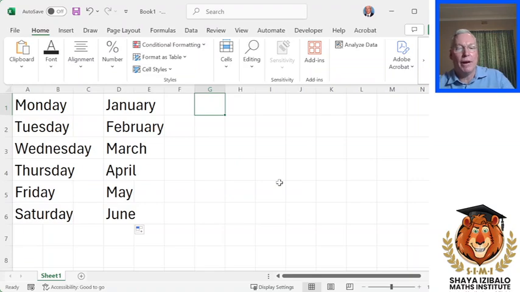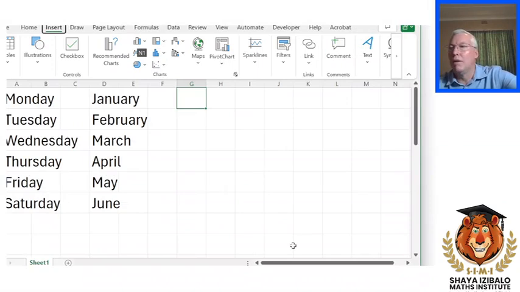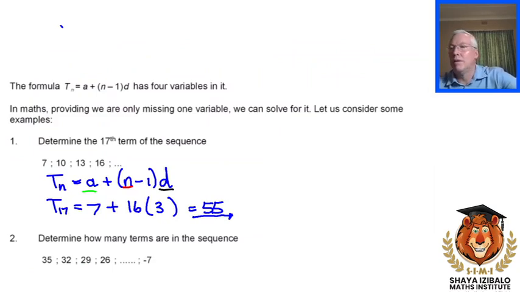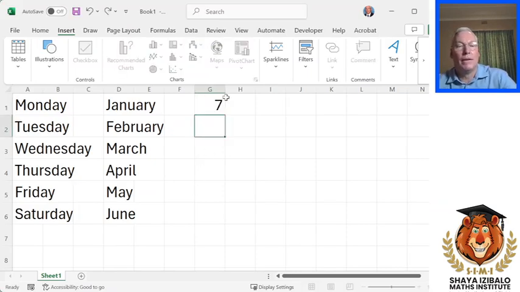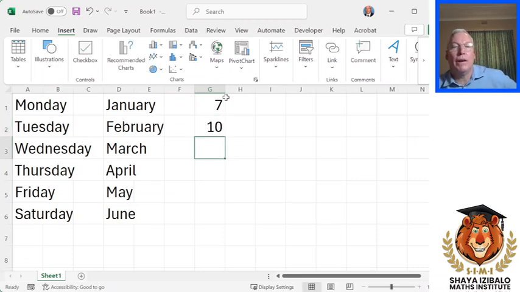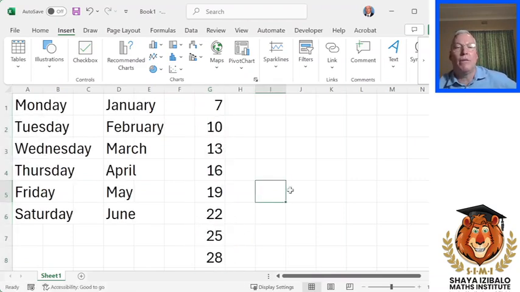So let's just remind ourselves what our sequence was. It was 7, 10, 13. Let's go back here. 7, 10. Now I'm going to select both of those and drag a whole long way down. And there it is. It's completed the sequence for us.